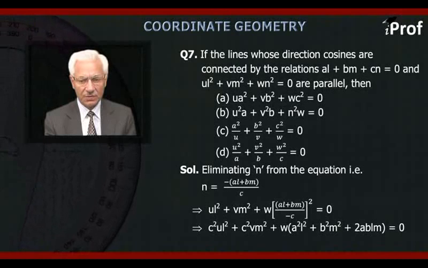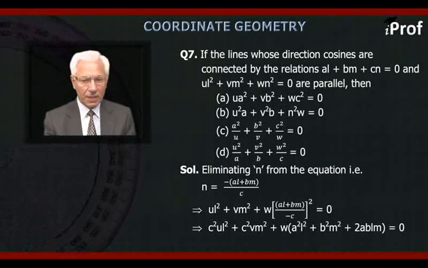Option C is a²/u + b²/v + c²/w = 0. And option D is u²/a + v²/b + w²/c = 0.